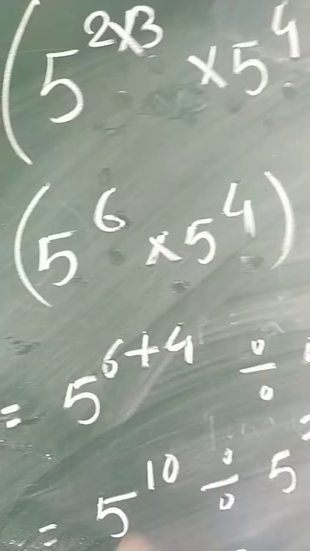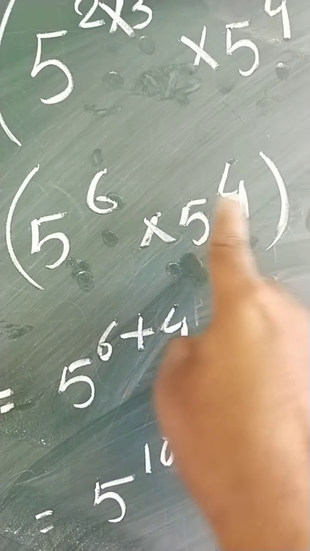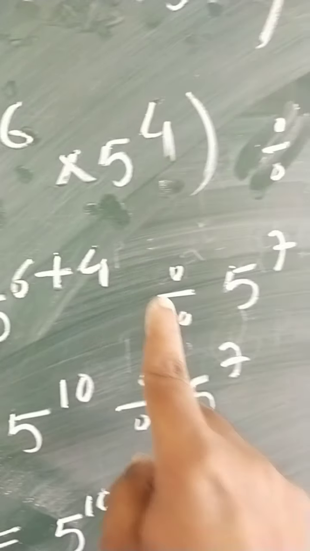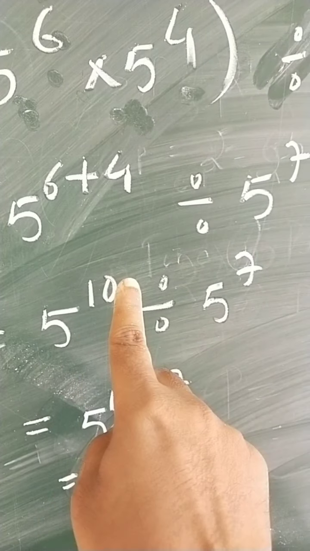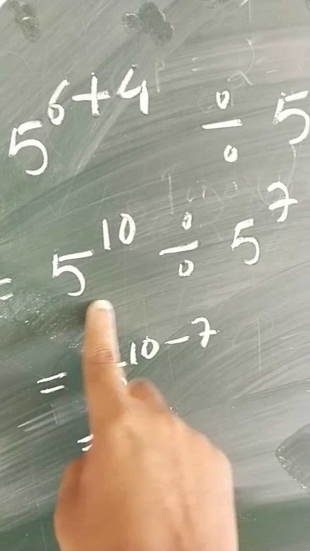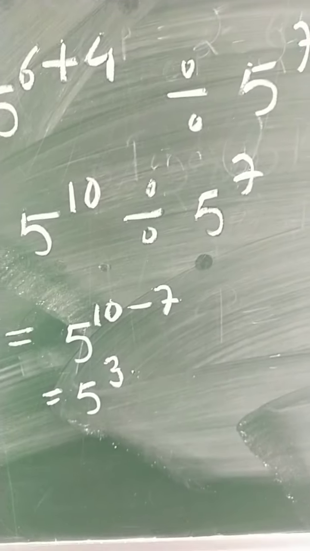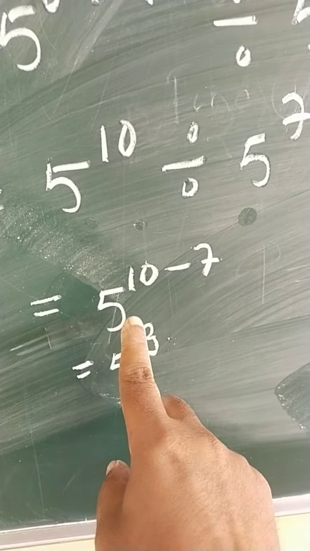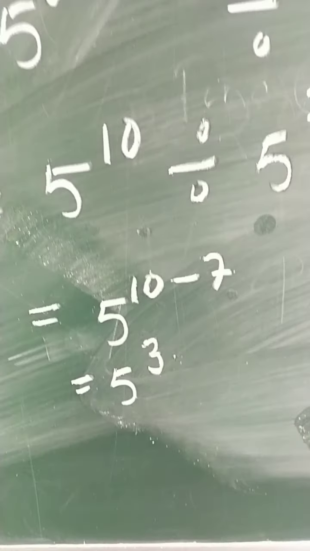Now finally we'll solve this bracket. Inside the bracket there is a multiplication sign, so we have to add the powers. So this is what I've done: 5 to the power 6 plus 4 divided by 5 to the power 7. Now 6 plus 4 is what? 10. So 5 to the power 10 divided by 5 to the power 7. Now these two are carrying the same base, but this time they carry a division sign in between them. So in division what do we do with the powers? We subtract the powers. So 10 minus 7 will look like 5 to the power 3.